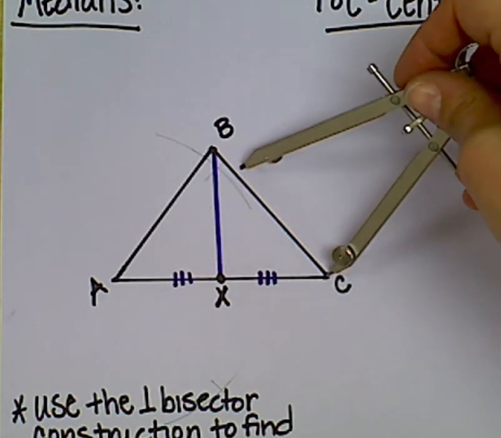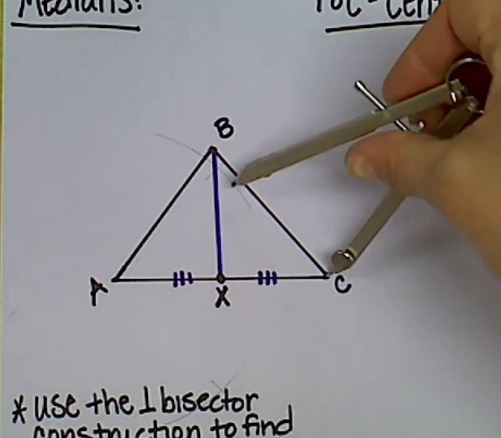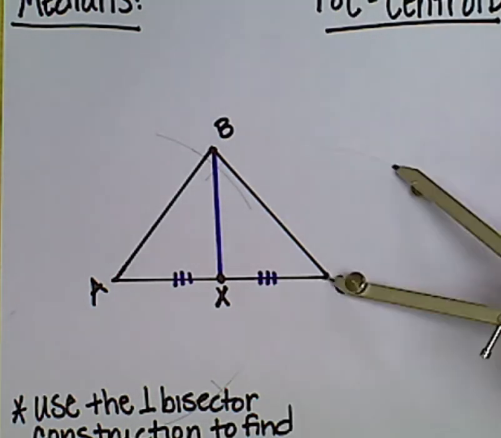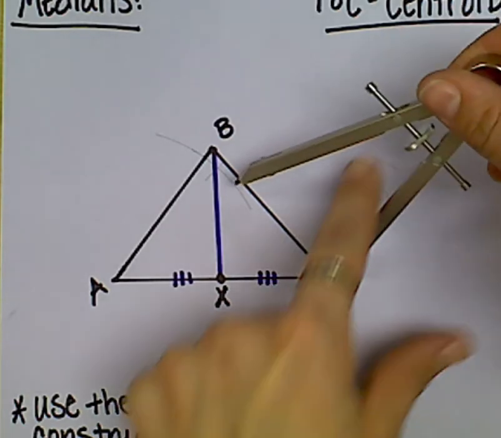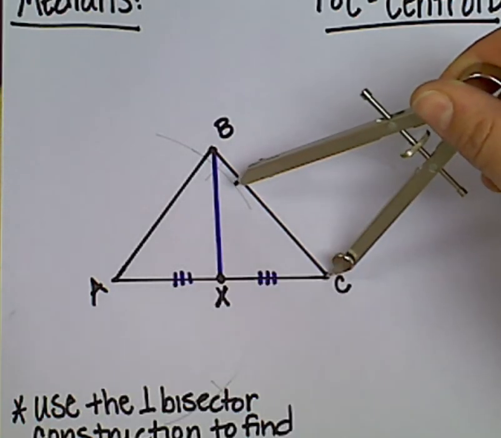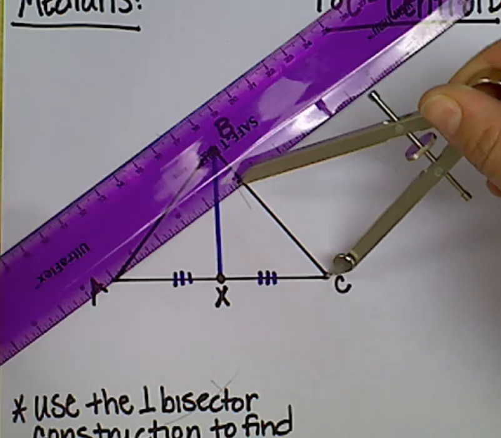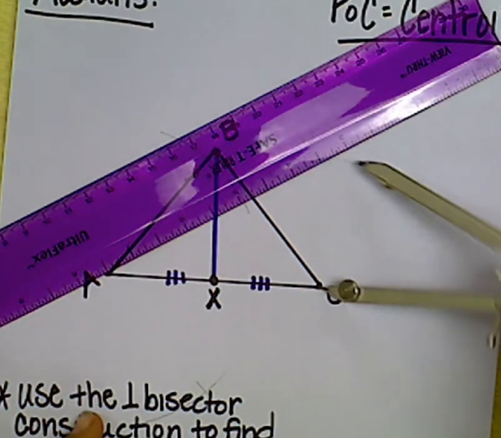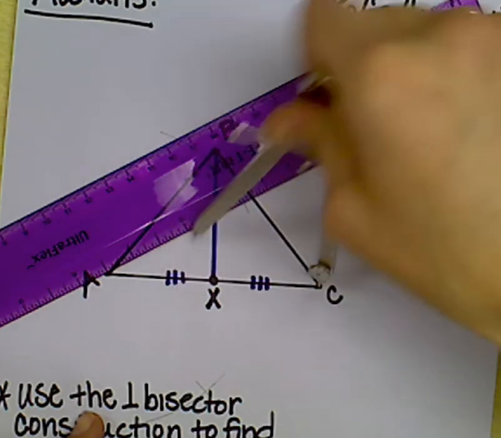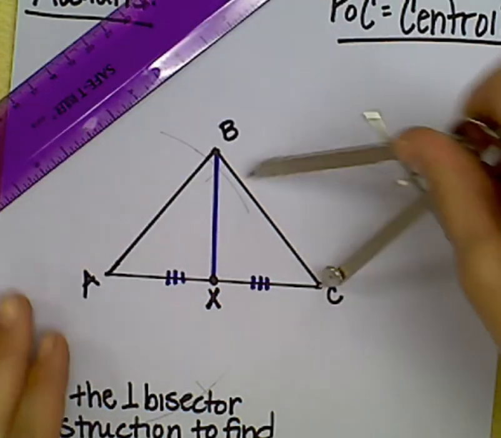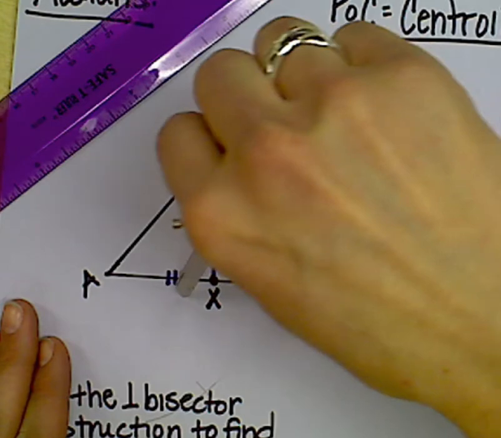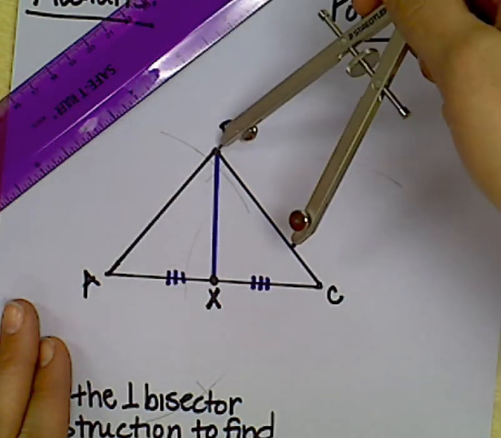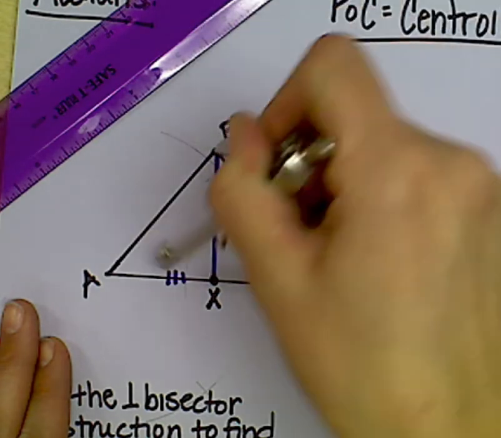Again, open up your compass to more than half. Doesn't have to be exact, but more than half. And on either side of BC, now I know some of us have trouble understanding when I talk about above and below, but imagine if I was drawing the median, my line would go in this direction. So I need an X on this side and on this side. So kind of imagine where that would go and make sure your arc is big enough on either side. Don't adjust your compass, but create your X.